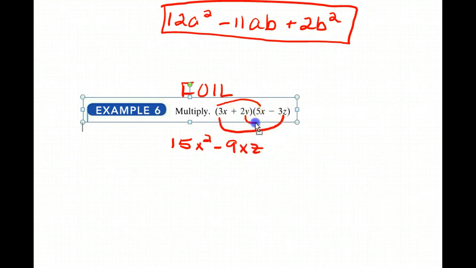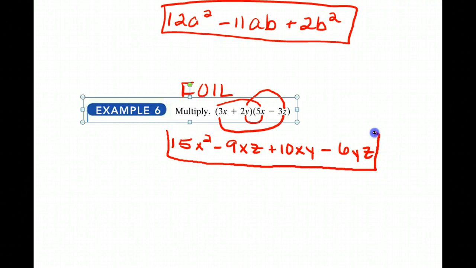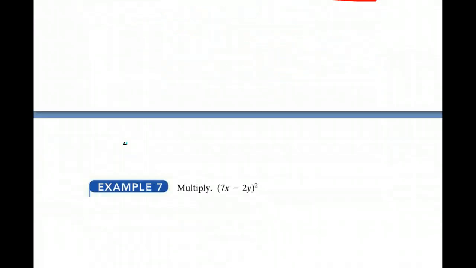Then we want to do our inner terms. 2y times 5x gives me 10xy. Then we want to do our last terms in each quantity. We have 2y times negative 3z, which gives us negative 6yz. Check to see if you have any like terms. We do not. Your variables should be written in alphabetical order within each specific term. I would check to make sure that you have done that. And once you're done, that is your final answer.